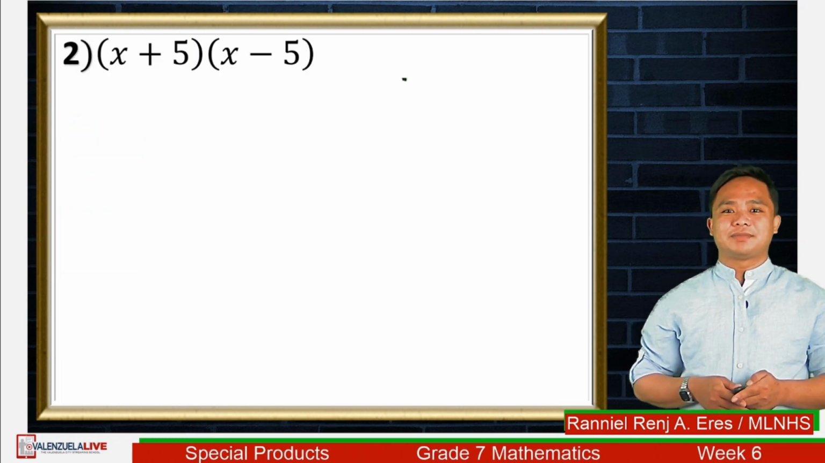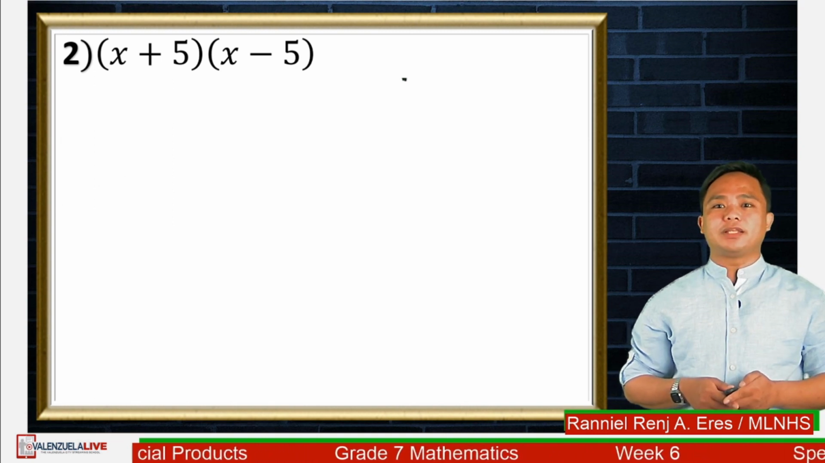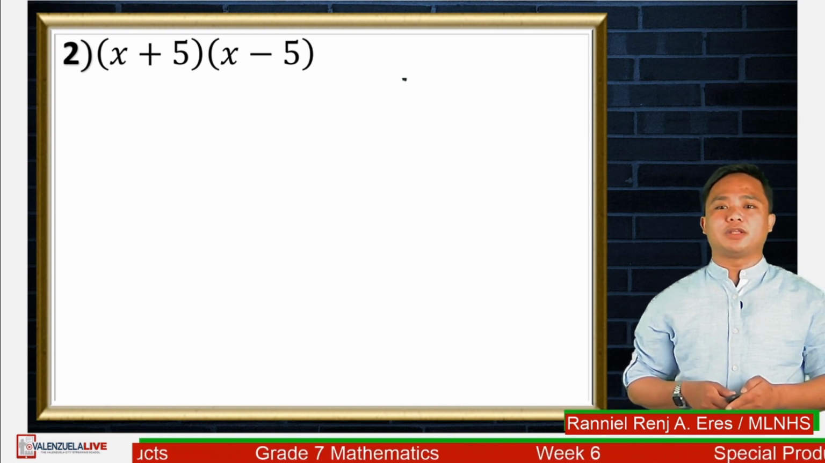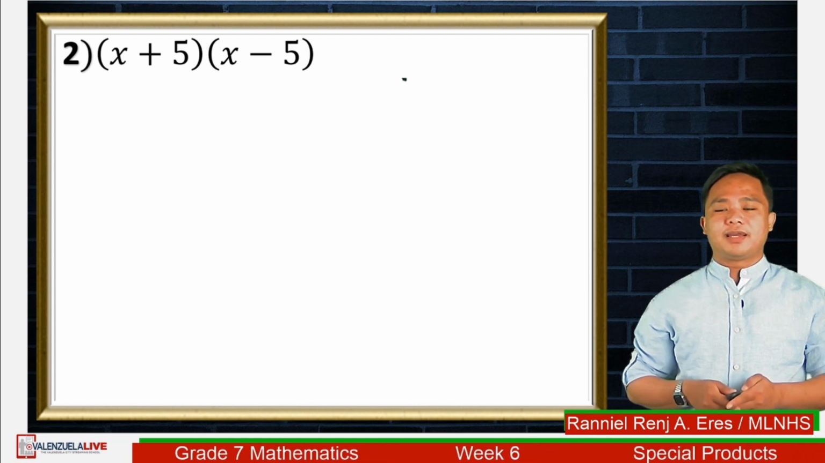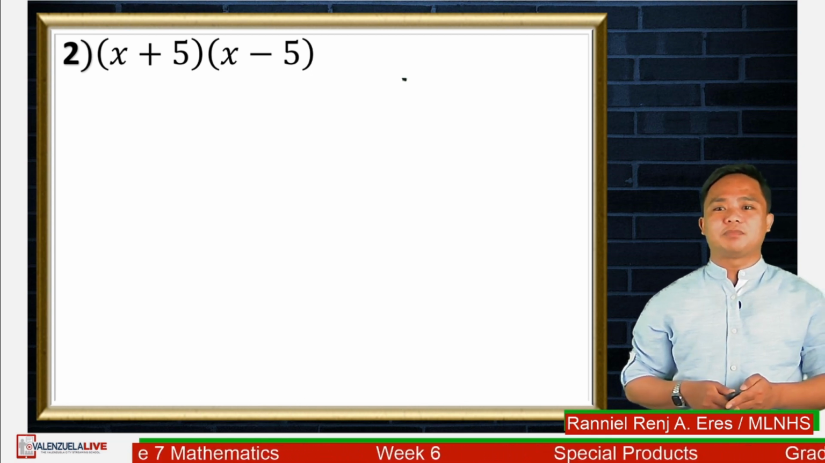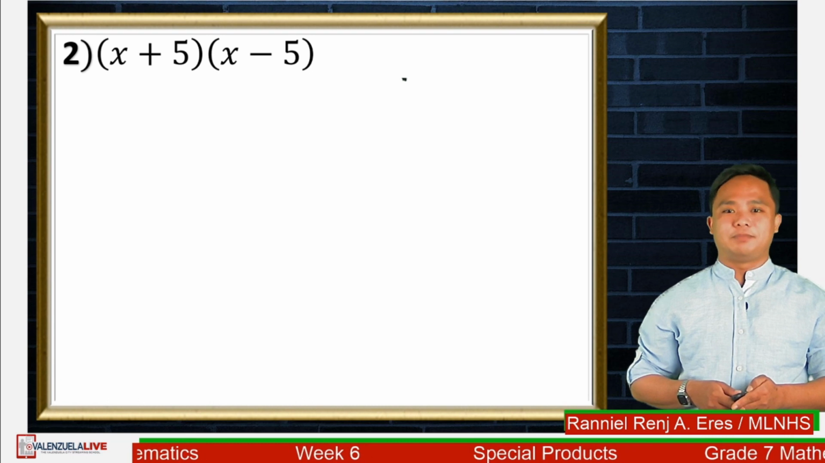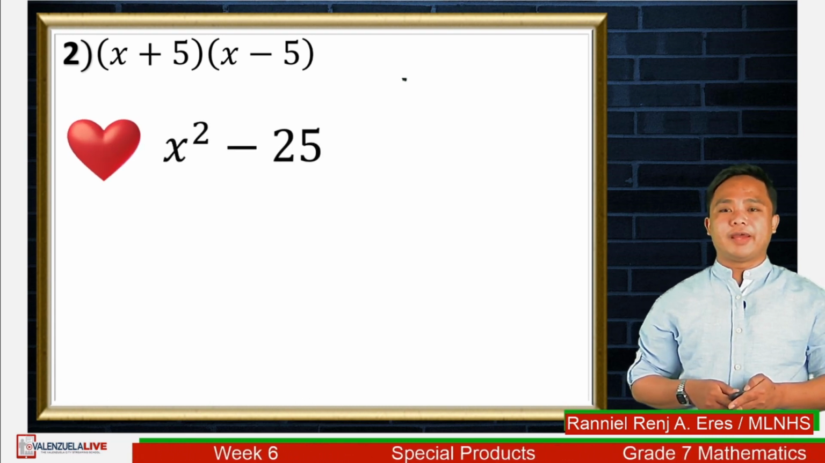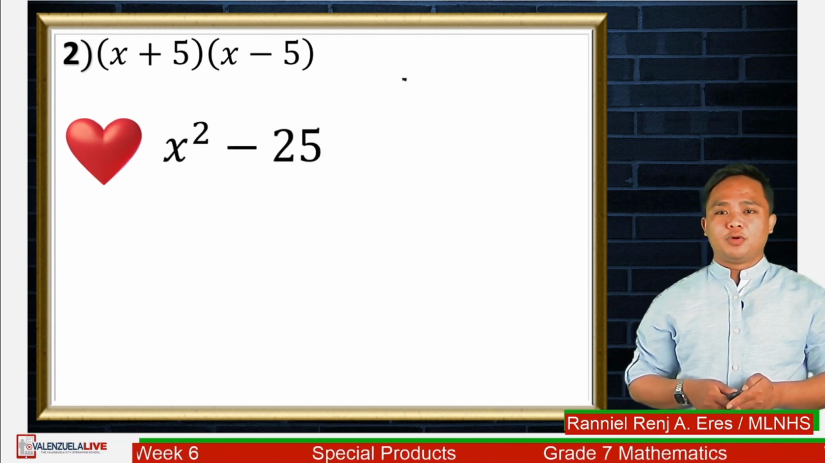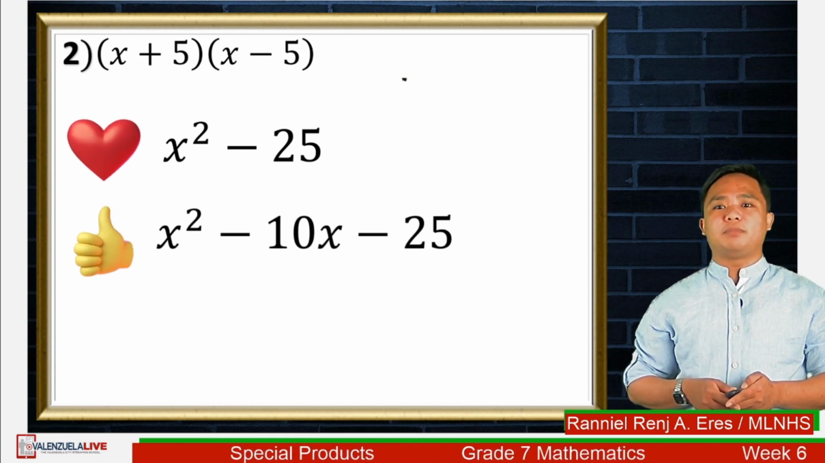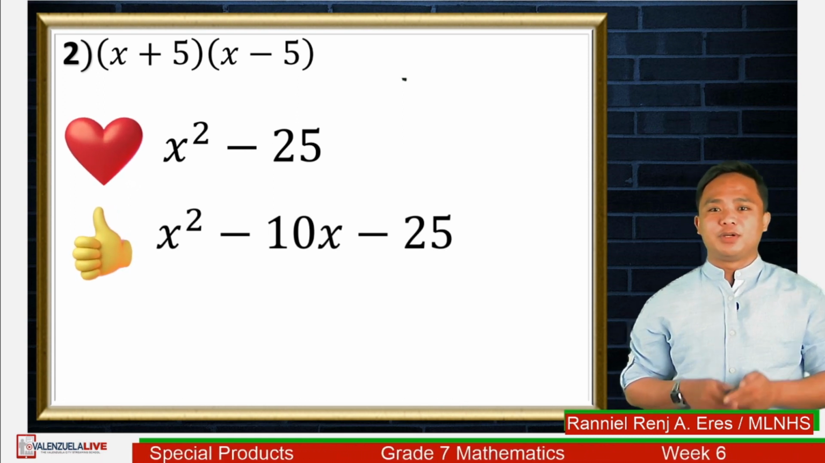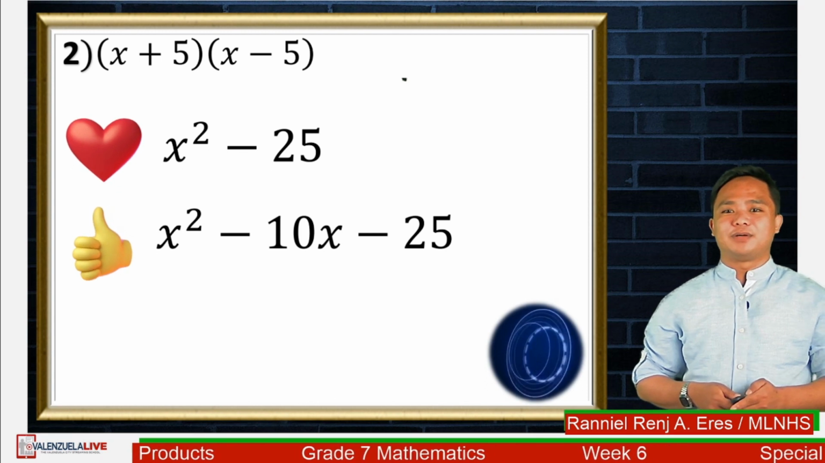Okay, next. We have the quantity of x plus 5 times the quantity of x minus 5. Again, the quantity of x plus 5 times the quantity of x minus 5. Is it heart for x squared minus 25? Or thumbs up for x squared minus 10x minus 25? Your 10 seconds starts now.